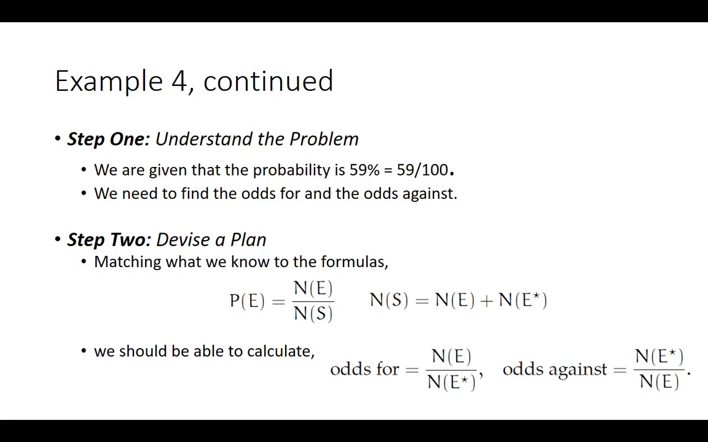Similar to the last one, we're going to match what we know to the formulas. P of E equals N of E over N of S. N of S equals N of E plus N of E star. And once we do that, we should be able to calculate the odds for, N of E over N of E star, and the odds against, N of E star over N of E.